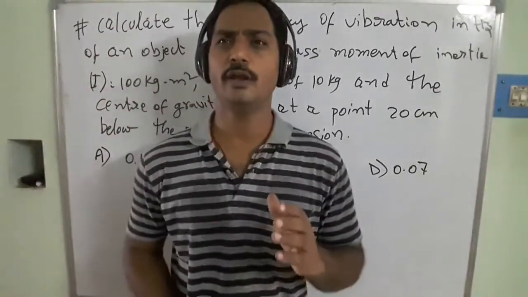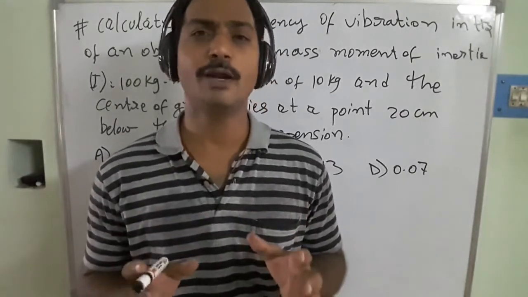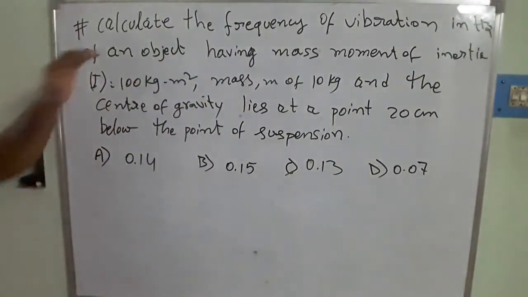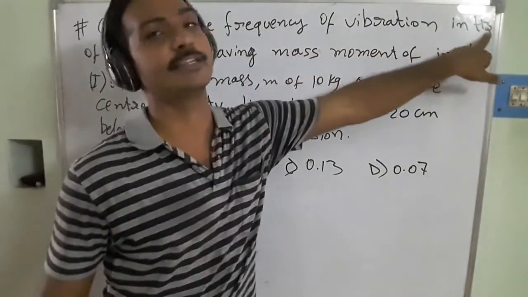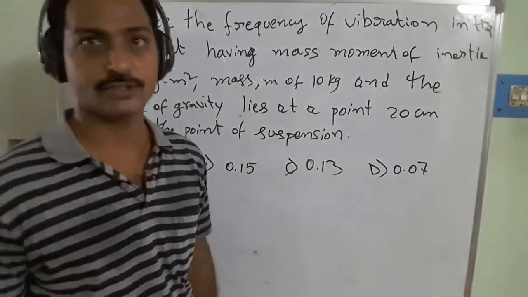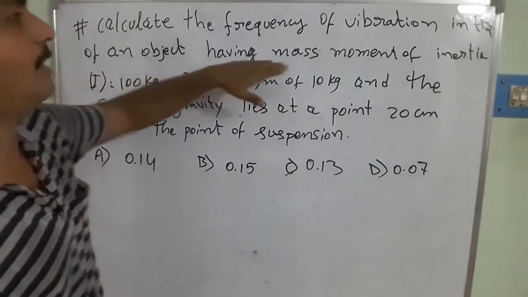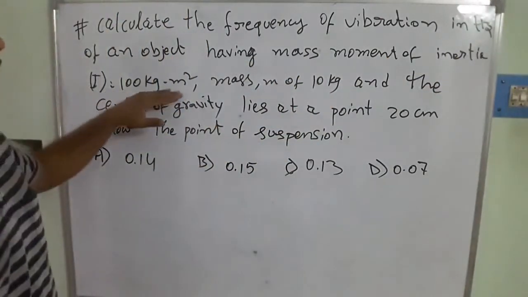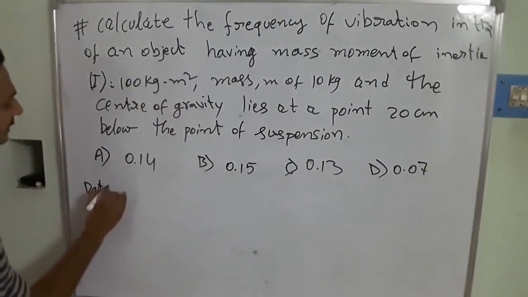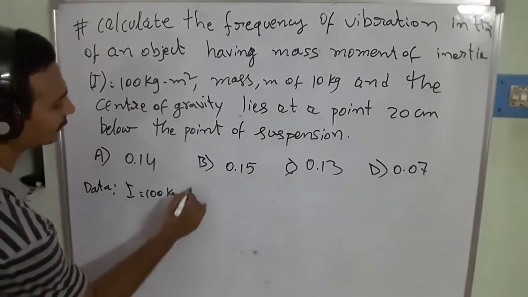In continuation of the compound pendulum, here we have taken the same data, but we need to find different parameters. Calculate the frequency of the vibration in Hz. In the previous problem we calculated radians per second. The given data is an object having a mass moment of inertia I equal to 100 kg meter square.